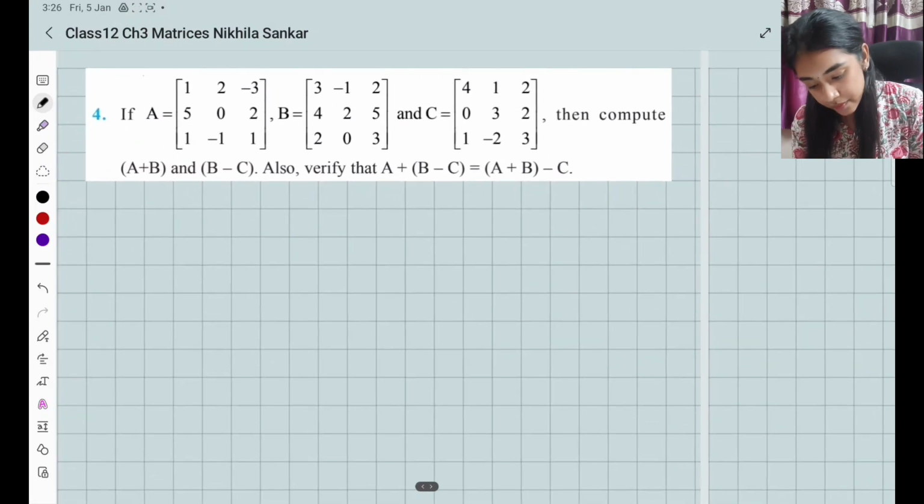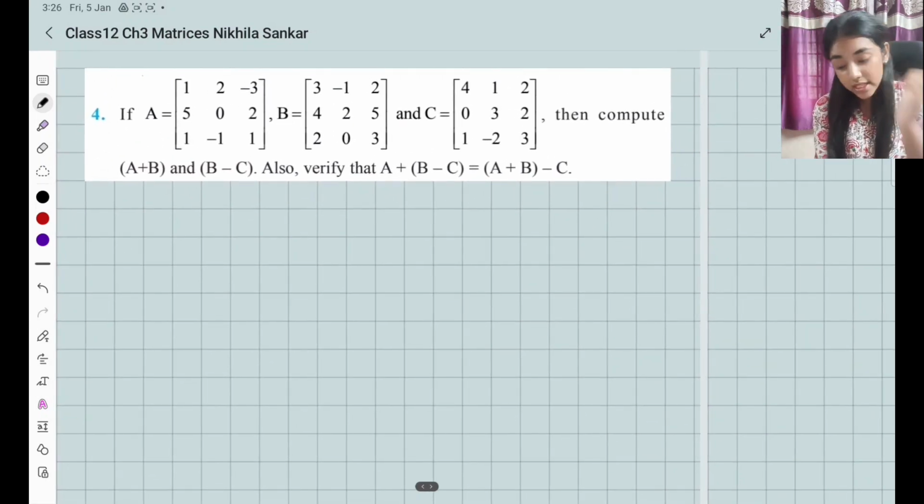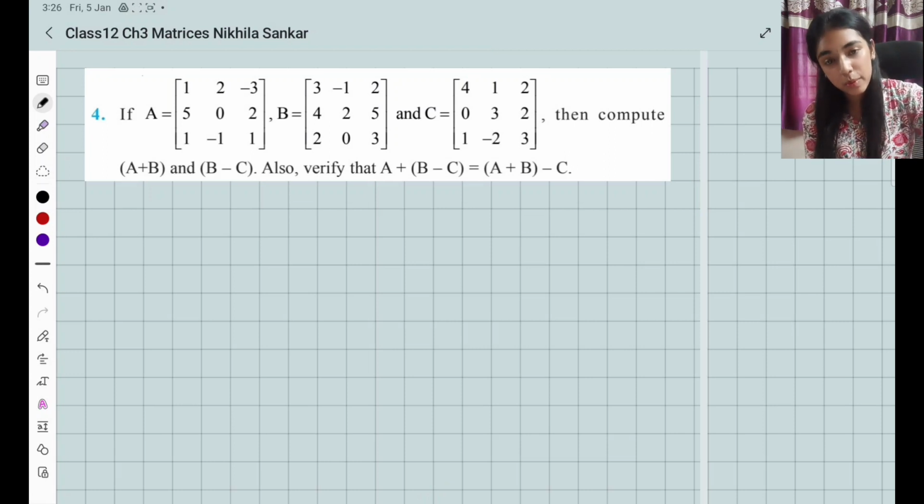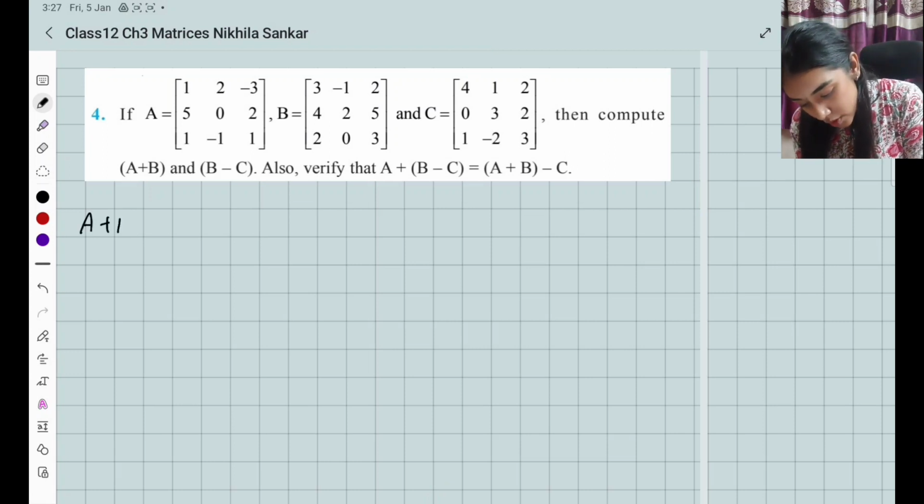Next question. A, B, C are given. Then compute A plus B, B minus C. Also verify. So, now they have given an associative-type property, and they ask us to check it. So, let me find out A plus B.